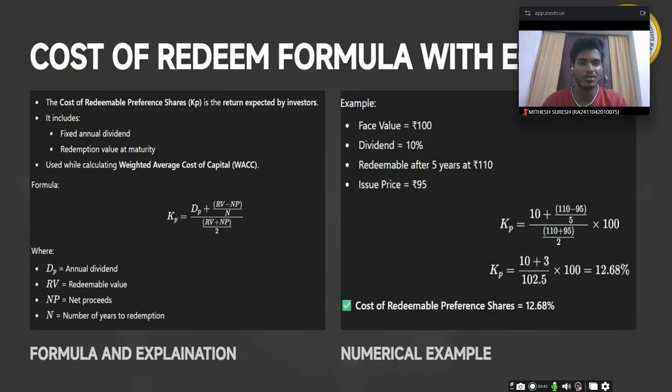So the redeemable cost formula with examples is given. So the cost of redeemable preference shares is the return expected by the investor, which includes the fixed annual dividend and the redemption value at maturity, used for calculating the weighted average cost of capital (WACC). The formula has been given, and a numerical example has also been given.